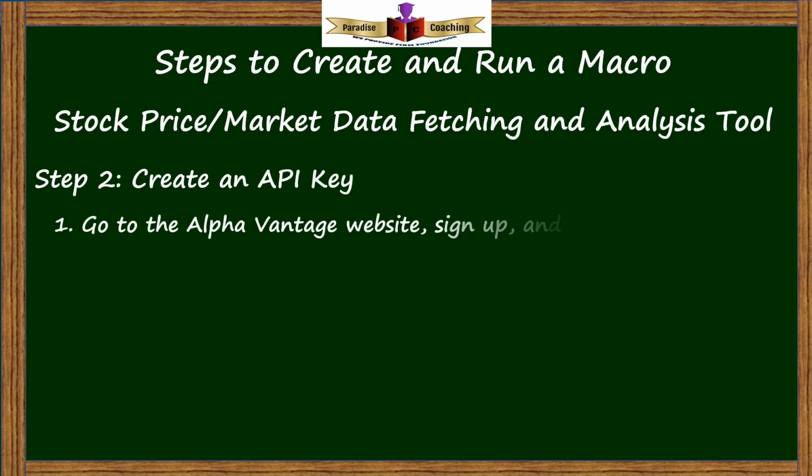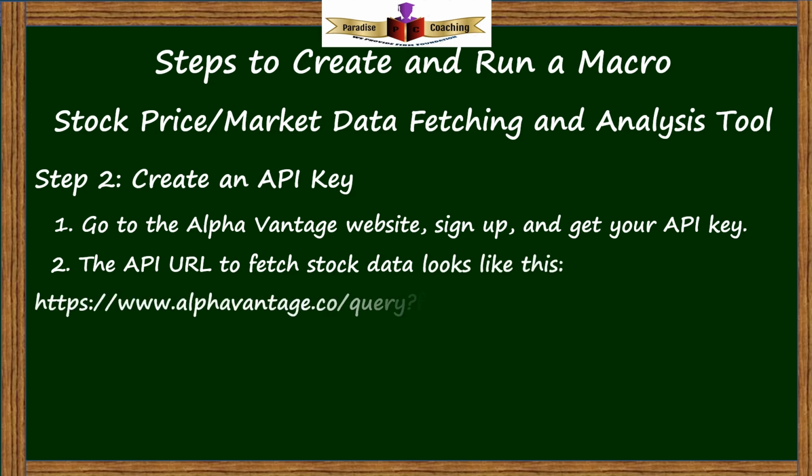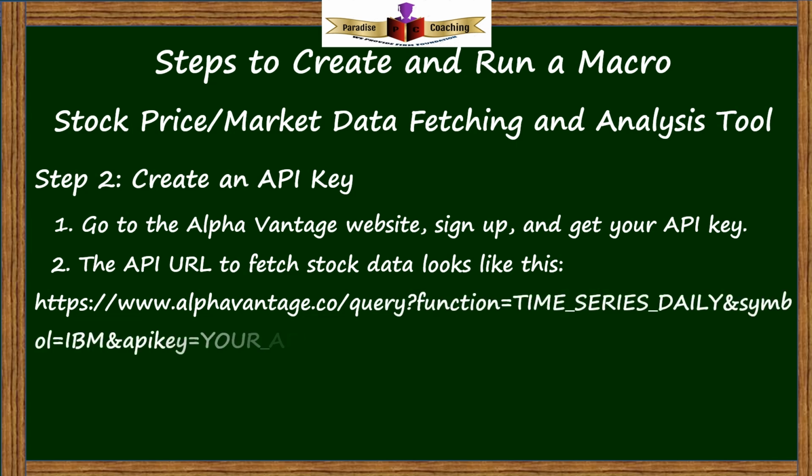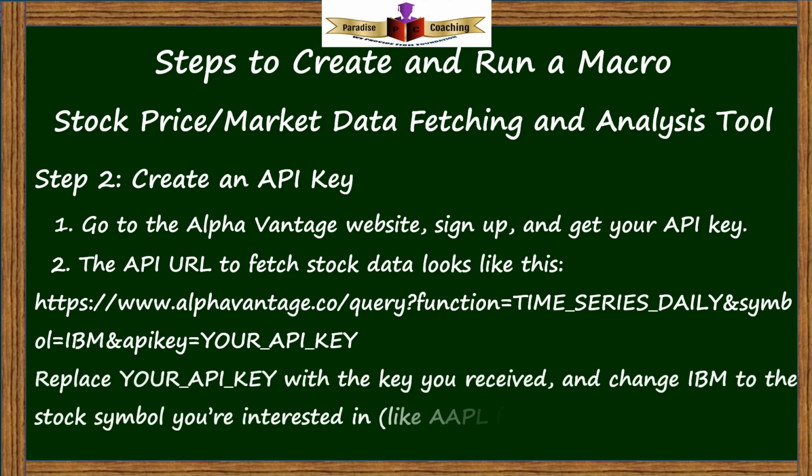Step 2. Create an API key. 1. Go to the AlphaVantage website, sign up, and get your API key. 2. The API URL to fetch stock data looks like this. https://www.alphavantage.co/query?function=TIME_SERIES_DAILY&symbol=IBM&apikey=your_API_key. Replace your_API_key with the key you receive and change IBM to the stock symbol you're interested in, like AAPL for Apple.